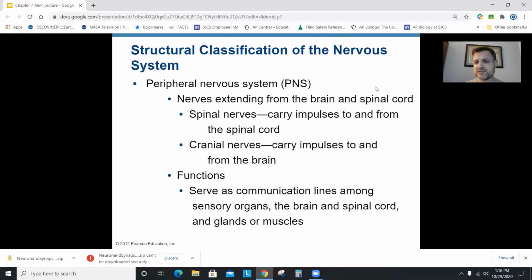Your peripheral nervous system, or the PNS, would be the nerves that extend from your brain and your spinal column through your entire body. You have spinal nerves. We're going to go through them in a later video. They carry impulses to and from your spine. And then you have cranial nerves that carry impulses to and from your brain. The functions, again, these are your communication lines. These are the nerves that detect things and the nerves that send signals from your brain or your spinal column.